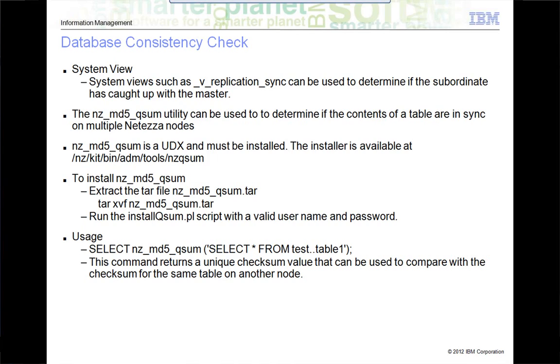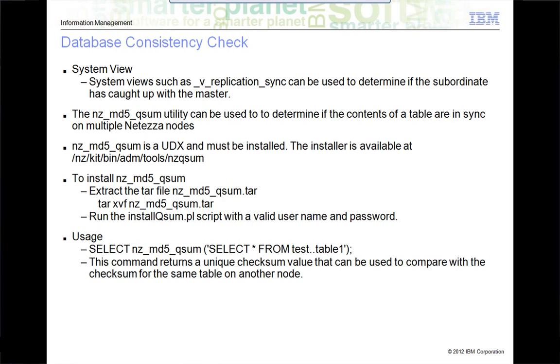First, of course, you can use system views such as _V_REPLICATION_SYNC. That can be used to determine if the subordinate has caught up with the master. But again, that is after replication is active. Before that, you can use the NZ_MD5_QSUM utility to determine if the contents of the tables are in sync across multiple Netezza nodes.